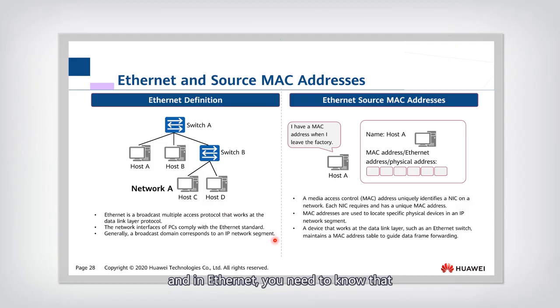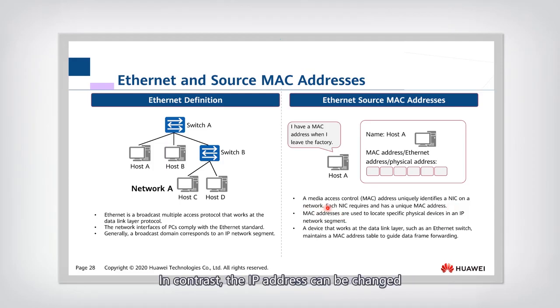In Ethernet, you need to know that every node has not only an IP address, which is allocated from the network layer. In the link layer, we have another address, called the MAC address, the media access control address. The MAC address cannot be changed for a device. It is allocated and identified when the network interface card or device is manufactured. After that, the MAC address cannot be changed.